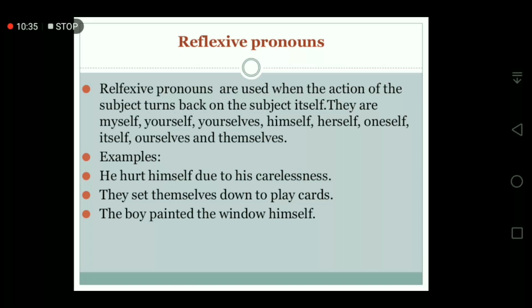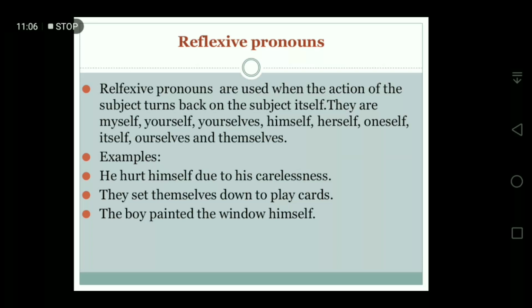Look at the sentence. He hurt himself due to his carelessness. He is the subject, and he hurt himself. Who hurt? The subject itself hurt. So, he hurt himself due to his carelessness.